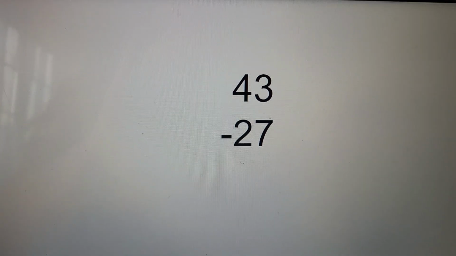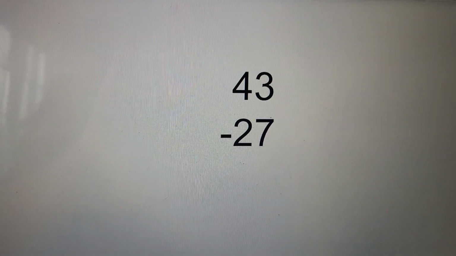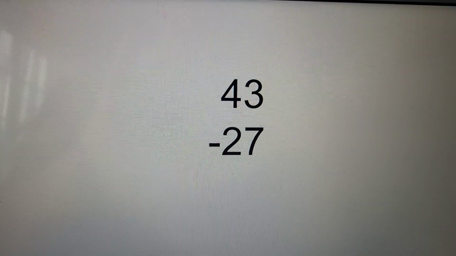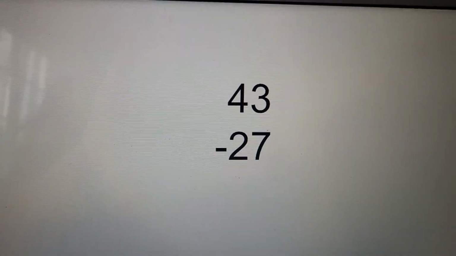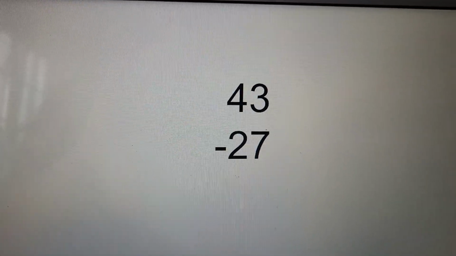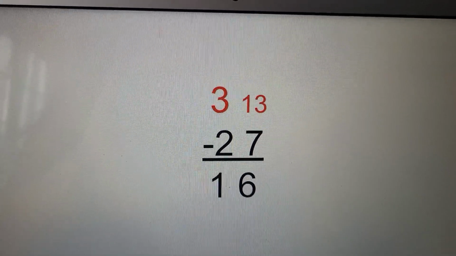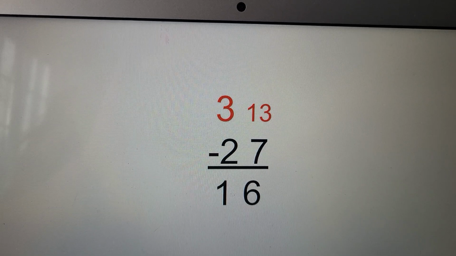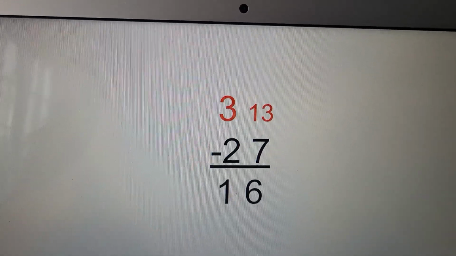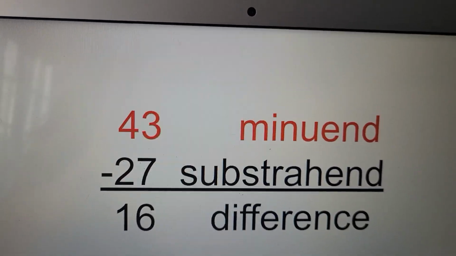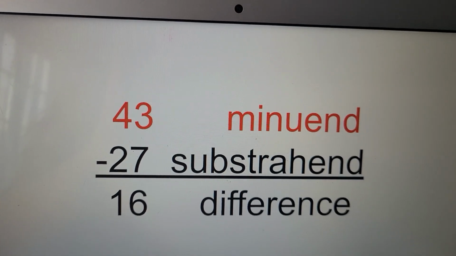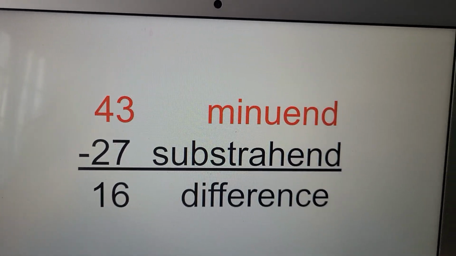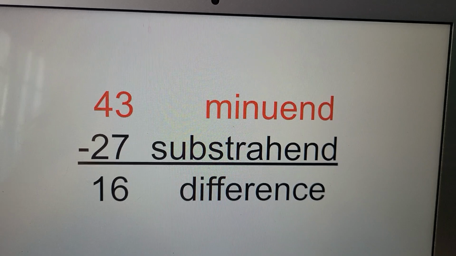Now let's go to subtraction. So 43 minus 27, I cannot subtract 3 minus 7, so I ask 4 to borrow me 10, so that way 3 is a 13 and 4 is no longer 4 but a 3. Now I say 13 minus 7 is 6, 3 minus 2 is 1, and then let's remember that 43 is the minuend, 27 is the subtrahend, and 16 is the difference.